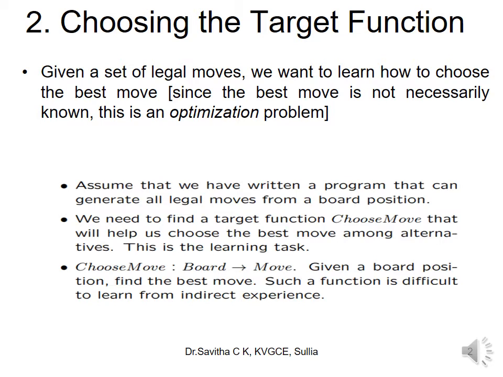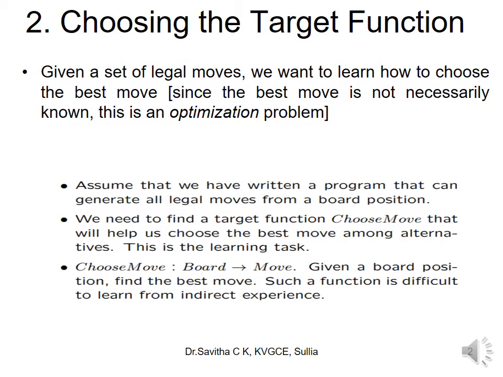We know that in the checkers game, pieces will move only in a diagonal direction, forward or backward, called legal moves. If a piece is moved horizontally or vertically, it is an illegal move. So legal moves means the set of possible moves. The term priori is used to represent the set of legal moves. So the main aim of choosing the target function is to choose the best move among the legal moves.